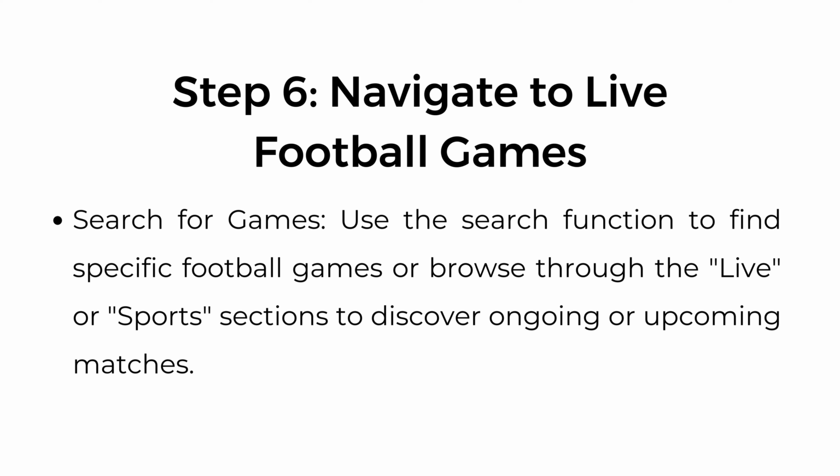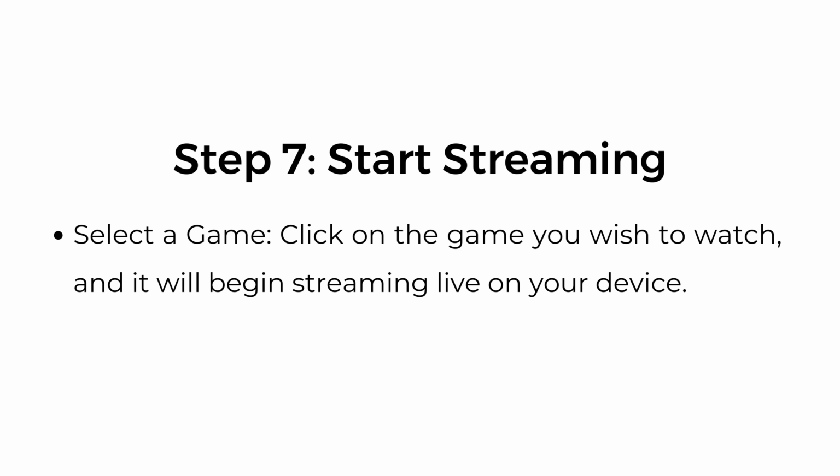Step number 6. Navigate to live football games. Search for games. Use the search function to find specific football games or browse through the live or sports sections to discover ongoing or upcoming matches. Step number 7. Start streaming. Select a game. Click on the game you wish to watch and it will begin streaming live on your device.